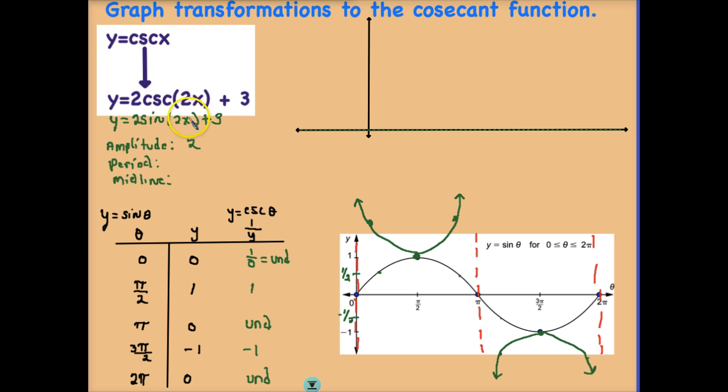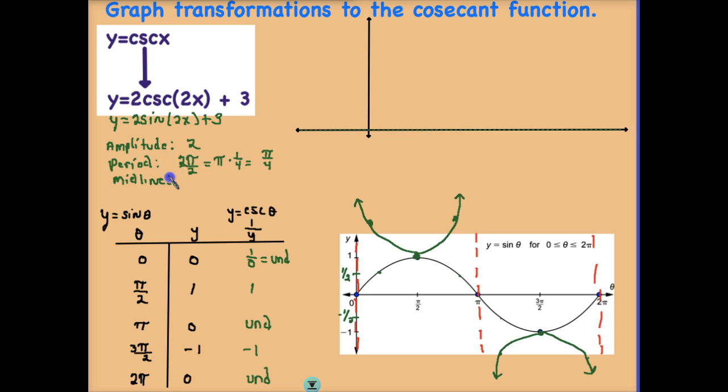Our period, well, our period is always 2 pi, but now we're saying that we're going to have 2 cycles within 2 pi. So we divide 2 pi by 2 and get pi. From this, we can identify each of our quarters on our unit circle by multiplying by a quarter or dividing by 4. So we know we're going to have a quarter every pi over 4.